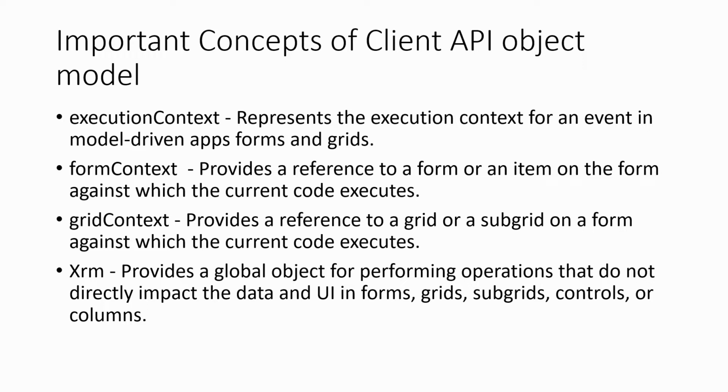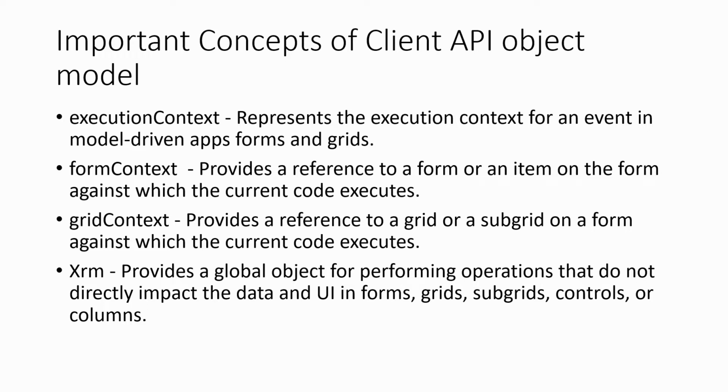Next comes the form context. Once you have the execution context, you can use the form context to get values from your forms. Similarly, you have the grid context, which provides references to the grid or the subgrid. And then you have the XRM APIs, which you can use to find global objects. For example, you can create pop-ups or utilities with it. You can also get the user context or the username and so on.